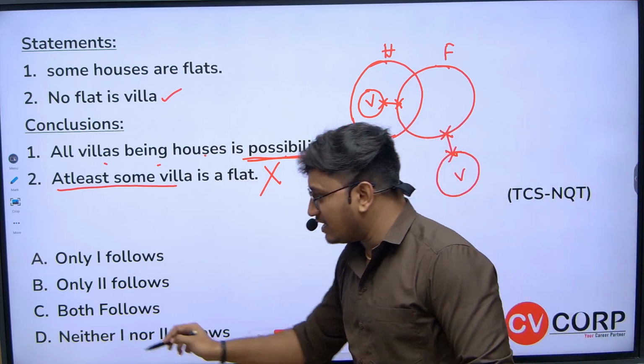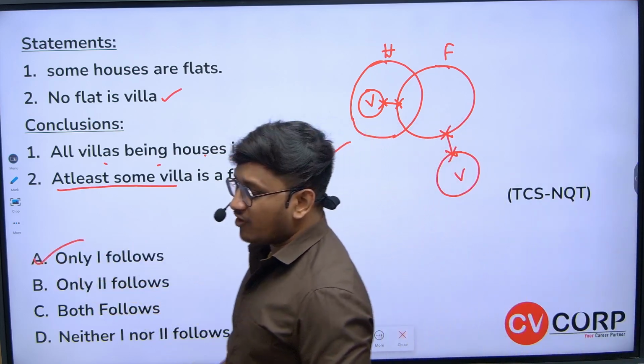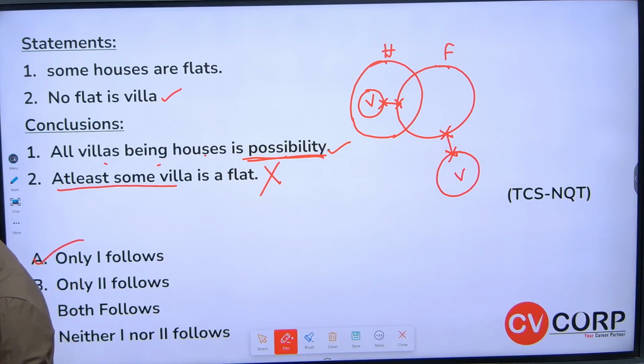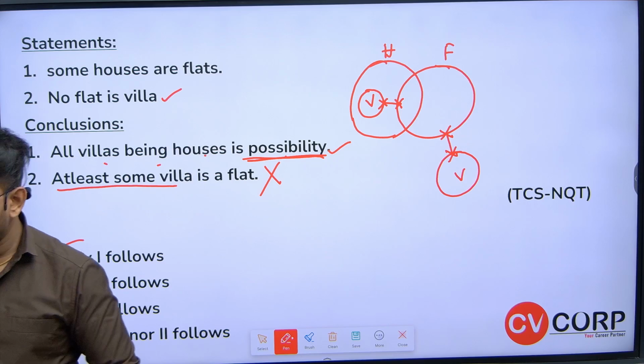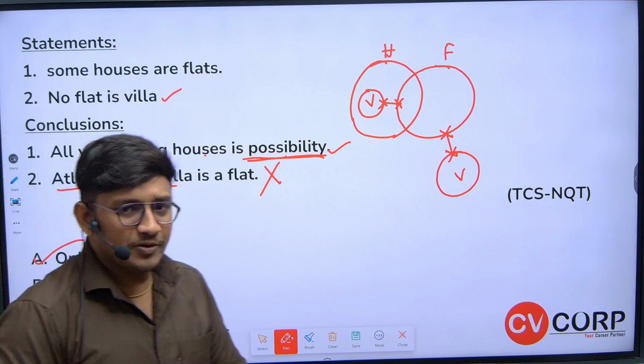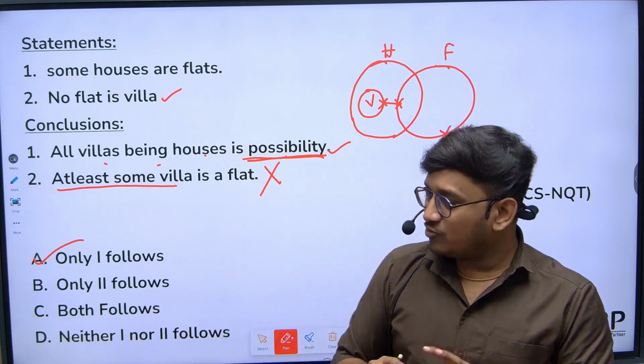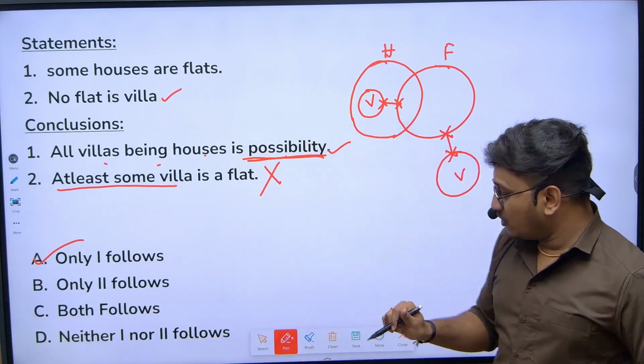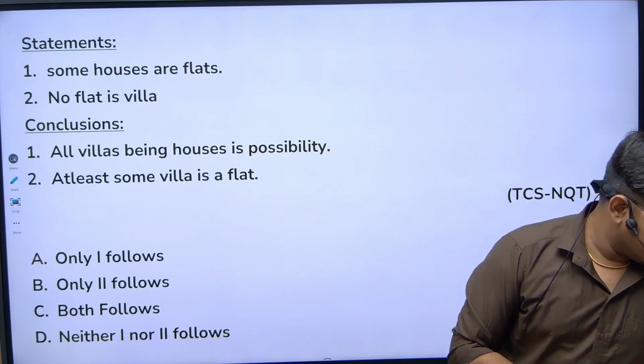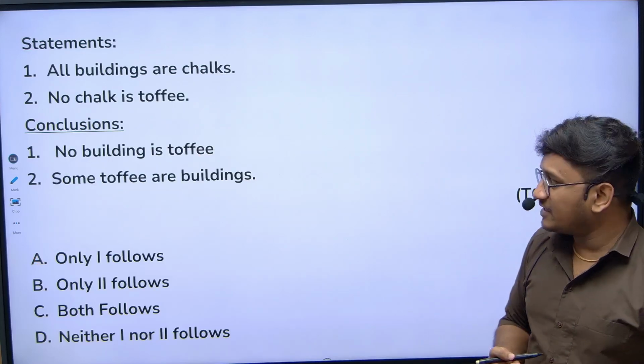So what will be the final answer? Option A, only one follows. Yeah, exactly. I can see answers option A, only one follows in the chat box. Very good. I hope you have a bit clearer idea about the concept of syllogisms. So let's try solving the next question. You will get more clarity about the questions.